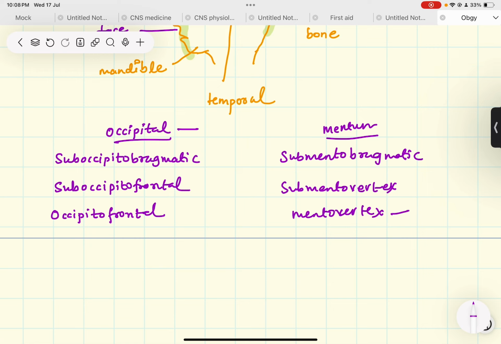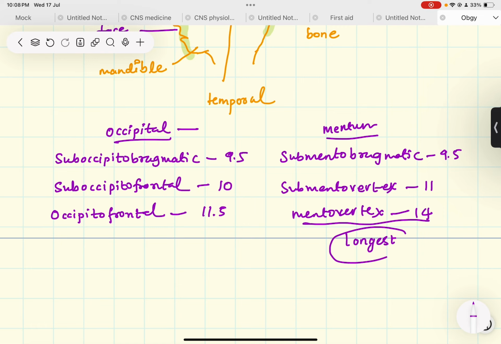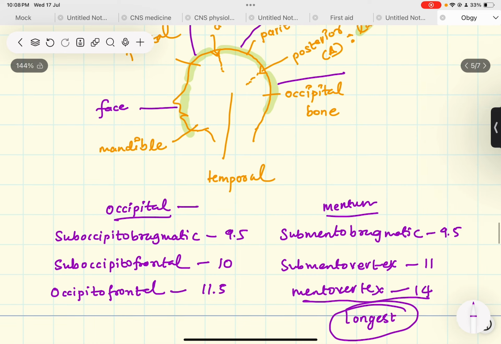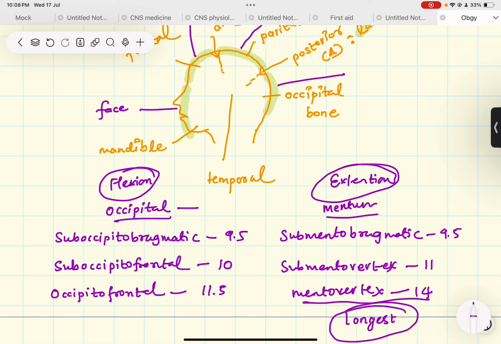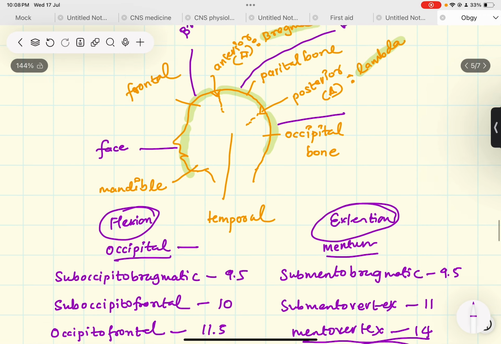Now this one is the longest one. You can remember 9.5, 10 and 11.5. I think this is 9.5, this is 11 and this is 14. This is the longest one here. So flexion and extension. By the attitude of the baby, we can see what will be the engaging diameter, and according to that, what will be the presenting part.